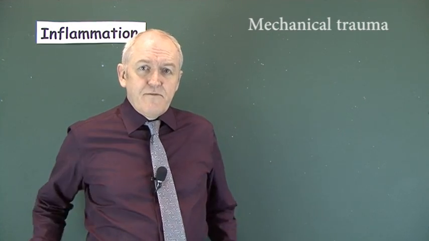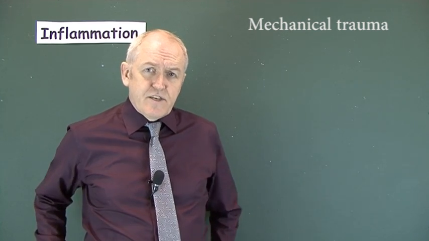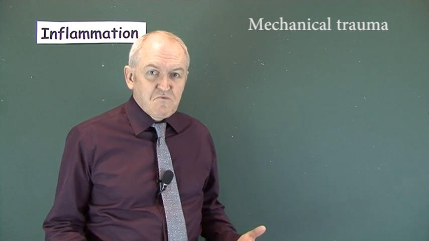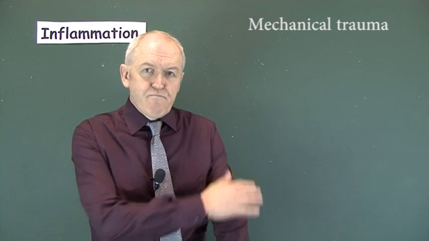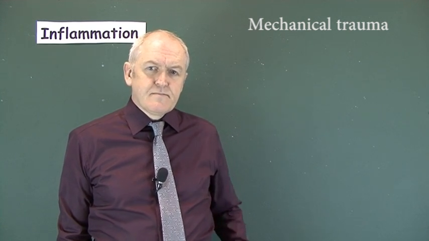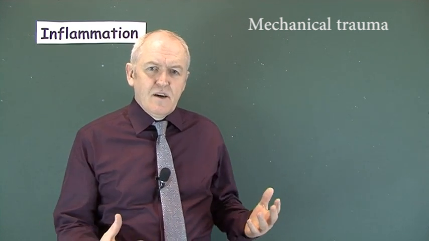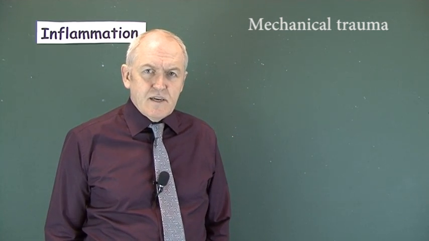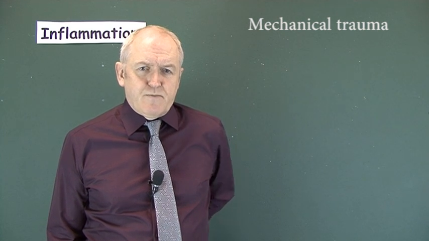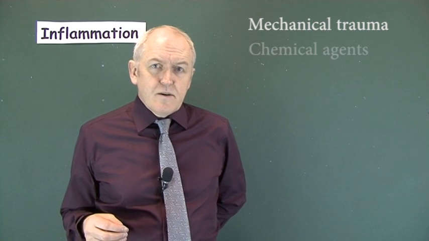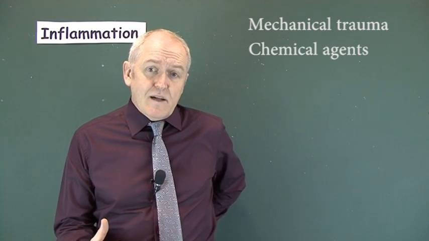Now, the first group of causes are mechanical. Physical trauma can obviously cause inflammation. So if tissues are cut or crushed, or if there's abrasions and scrapes, or if there's friction, or if there's pressure, all of these mechanical things can cause tissue injury, therefore can lead to an inflammatory response, mechanical causes. But inflammation can also be caused by chemical effects as well.